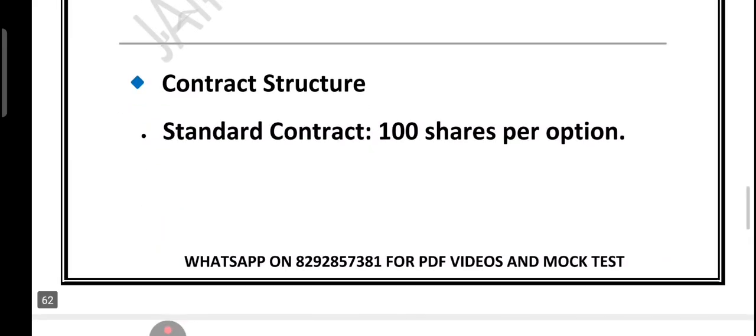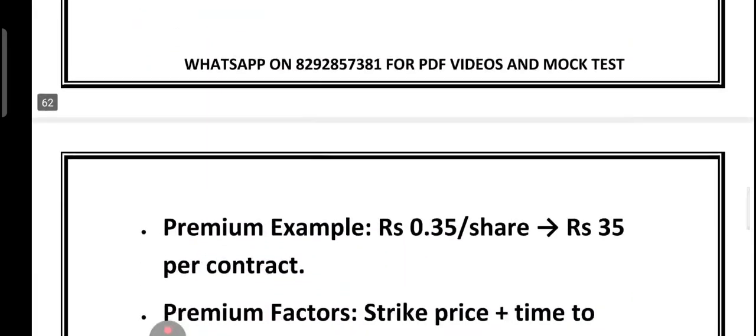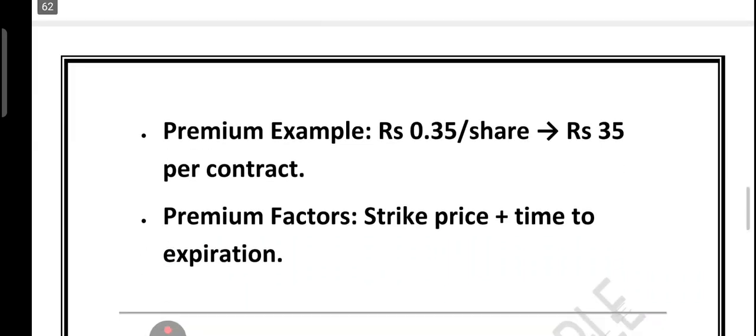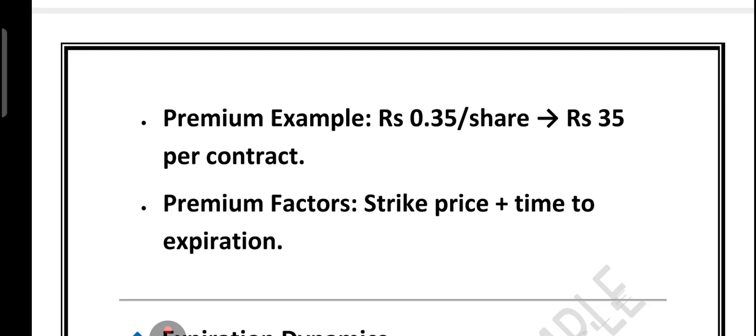So a question may be asked, if you look at the contract structure, a standard option usually covers 100 shares per contract. Like if the premium is 0.35 rupees per share, the total will be how much? 35 rupees per contract, and premium depends on strike price and time to expiration. So remember, a contract means 100 shares, and premium has two components, strike and time.